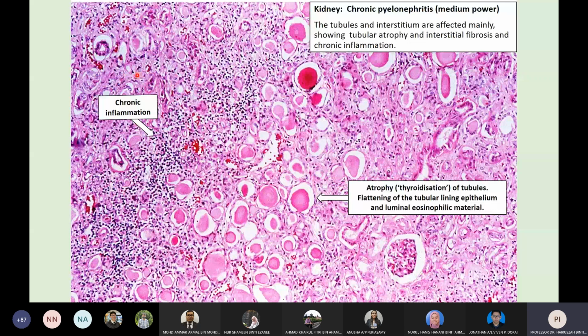Can I show you some? Maybe this is still fairly normal tubules. This one is dying. And these are the rest of the tubules. They're not normal. Can you appreciate that?